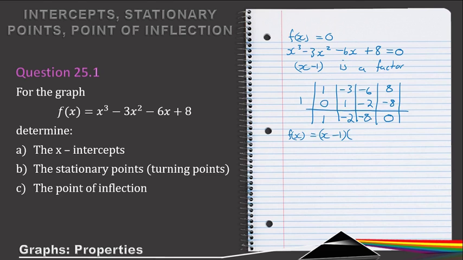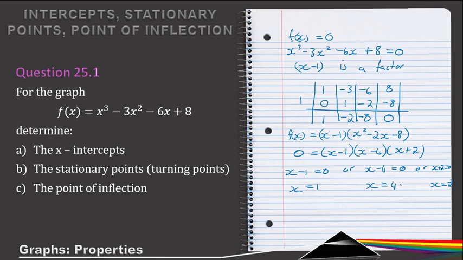So now I'm going to say f(x) is equal to x minus 1, and then this is the second bracket, x squared minus 2x minus 8. And then to factorize this part, factors of 8 are 2 and 4, which can give me negative 2. I have to say x minus 4 and x plus 2. And if this is equal to 0, it means that x minus 1 equals 0, or x minus 4 equals 0, or x plus 2 equals 0, which then means that x is equal to 1, or x is equal to 4, or x is equal to negative 2.